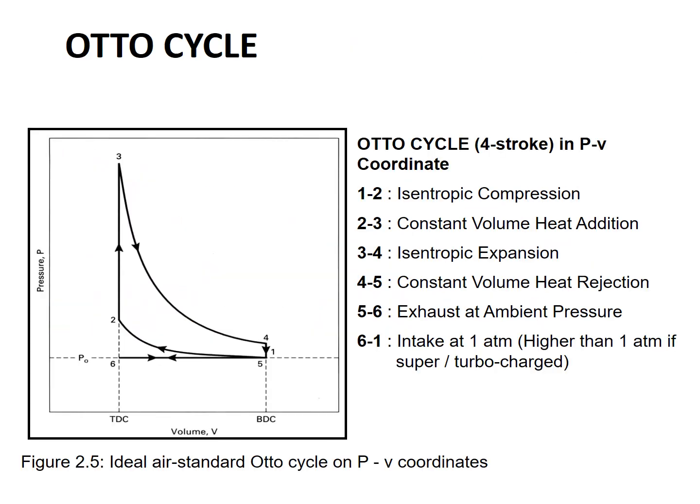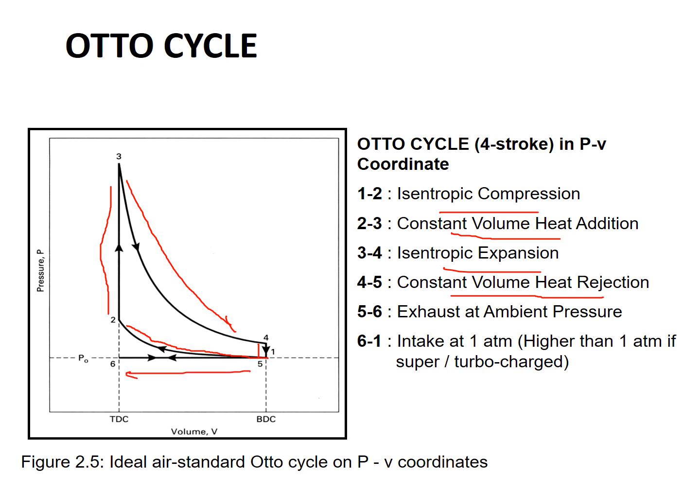Okay, we can see the graph of the Otto cycle. 1 to 2 is the isentropic compression, 2 to 3 is the constant volume, the volume is not changing, and 3 to 4 is the isentropic expansion, and 4 to 5 here is the constant volume heat rejection, and 5 to 6 will be known as exhaust at ambient pressure, and then it goes back from 6 to 1, where it will be the intake stroke.